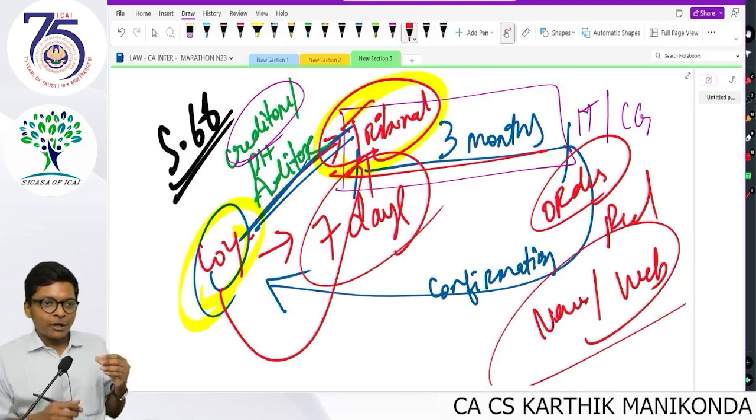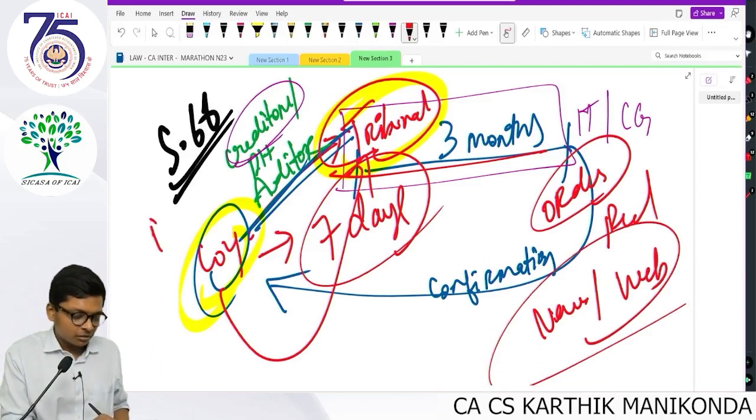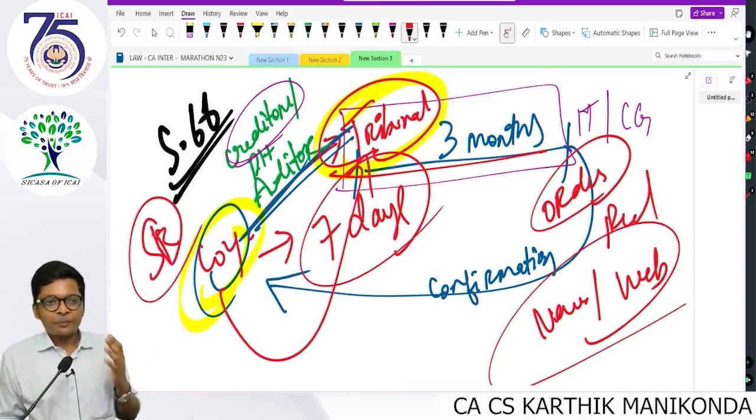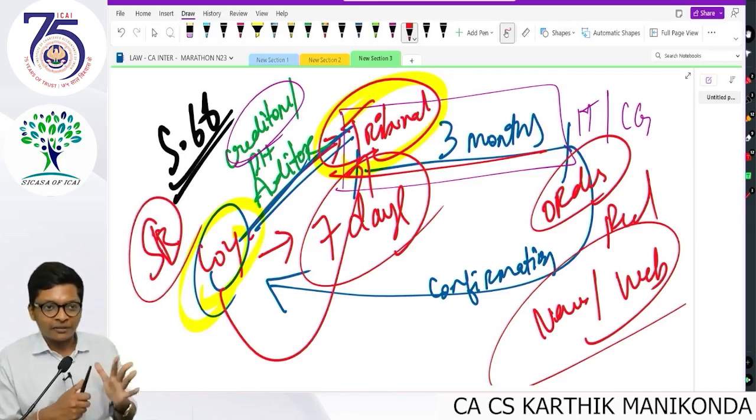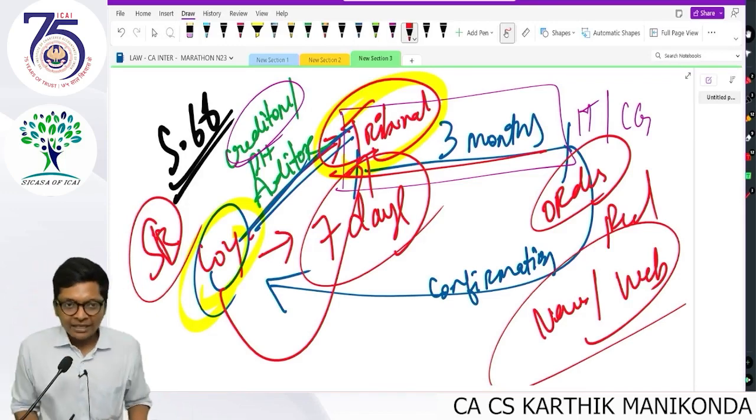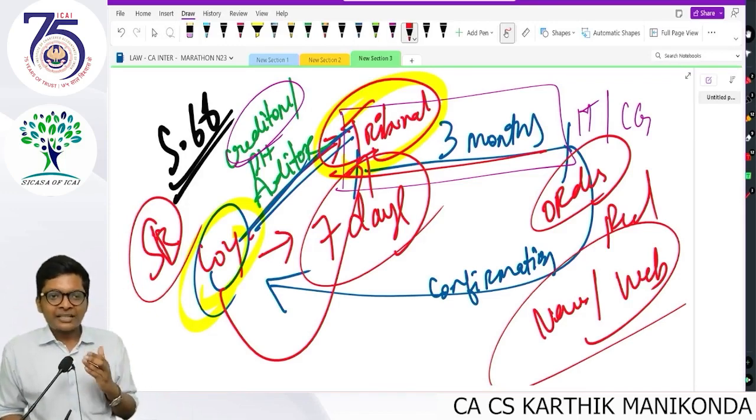There are some other general points. Pass the resolution. What resolution? Of course, special resolution. So if there is SR, there will be explanatory statement. All those sections will come: 114, 117, 102. Able to follow, guys? Clear. Reduction of share capital.